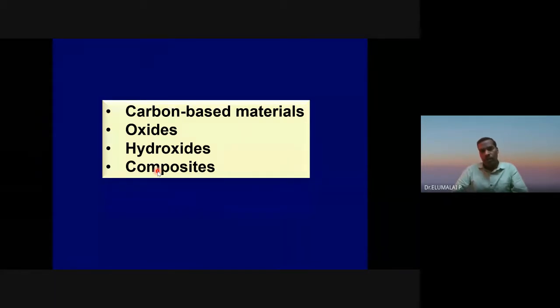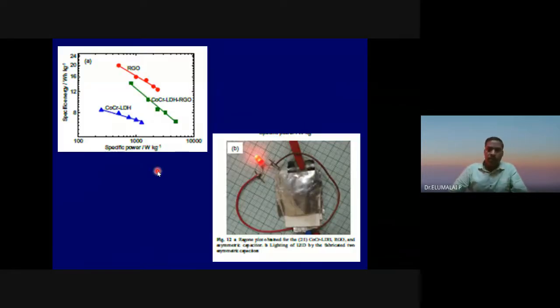Maybe a polymer and oxide, carbon and polymer, carbon and oxide, carbon and hydroxide, graphene and oxide, carbon nanotube and oxides, carbon nanotube and sulfides. Any combination of more than one material is a composite. Whether you call it nanohydroxides, nano-oxides, or nanocomposites depends on the grain size. So I'll take another maybe 5 minutes and I will wind up today.